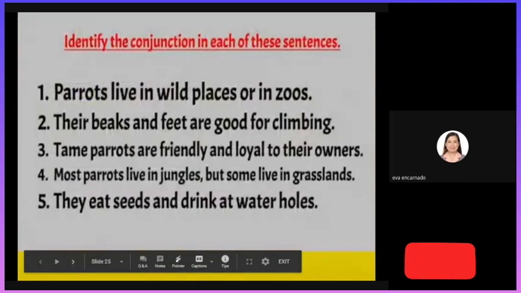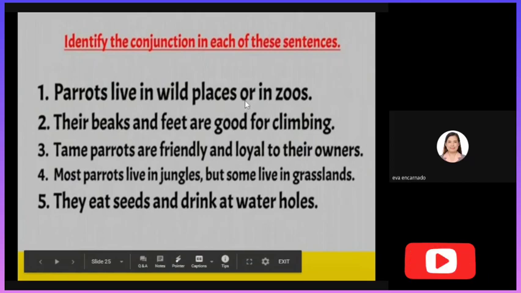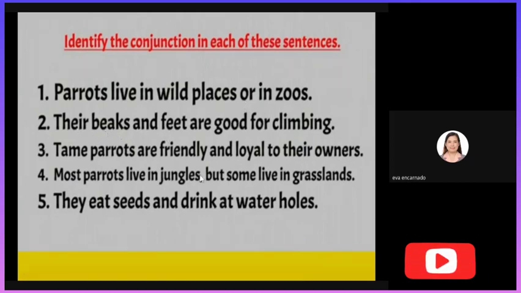Identify the conjunction in each of these sentences. Parrots live in wild places or in zoos. So can you identify the coordinating conjunction in number 1? All right, that's correct. The word or. Number 2, their beaks and feet are good for climbing. The coordinating conjunction is the word and.